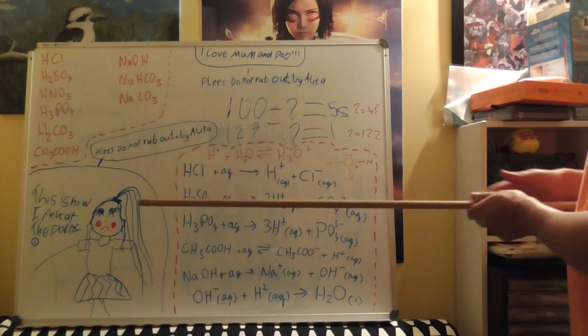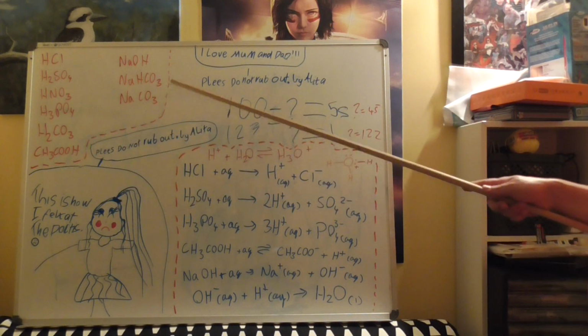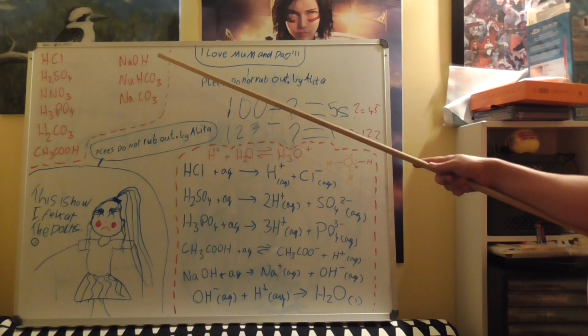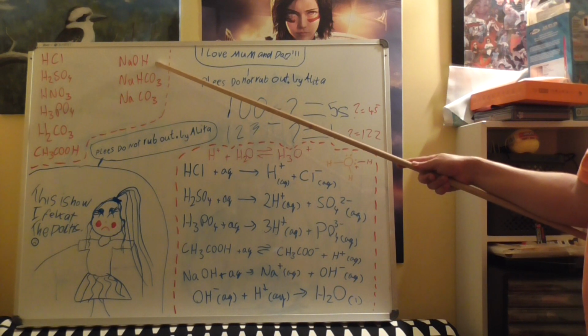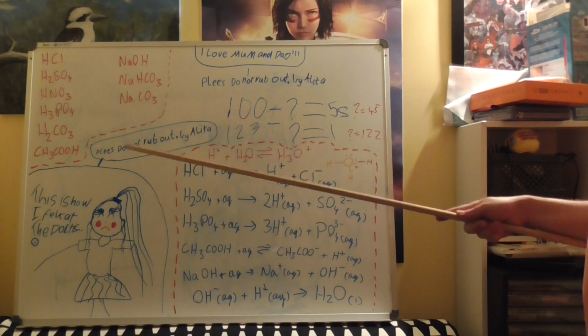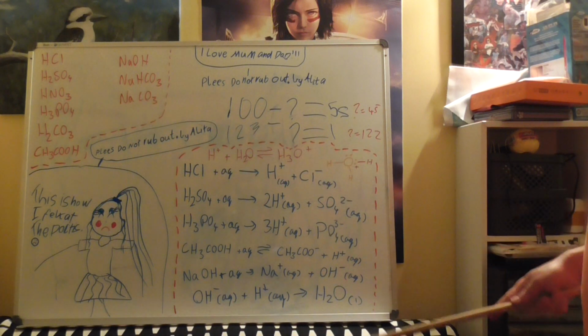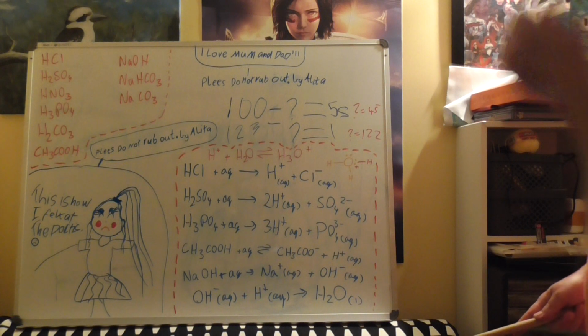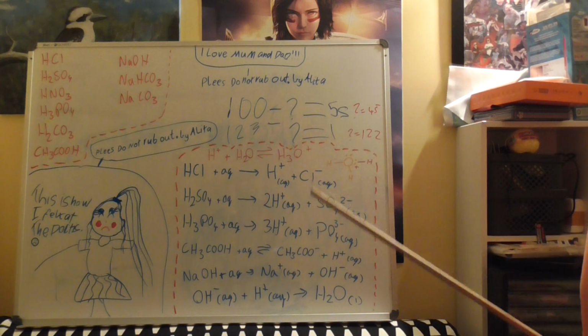And then we've got three common bases. When I say they're common, they're ones you need to know for stage 2 chemistry. You've got sodium hydroxide, sodium hydrogen carbonate, otherwise known as baking soda, and sodium carbonate. They are three very common bases that we tend to come across in stage 2 chemistry.